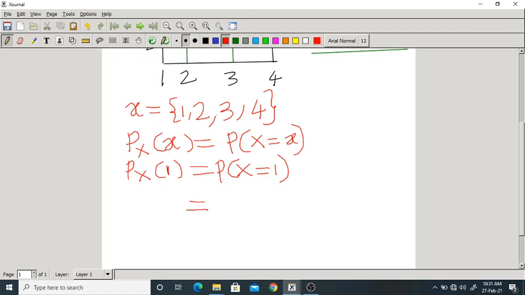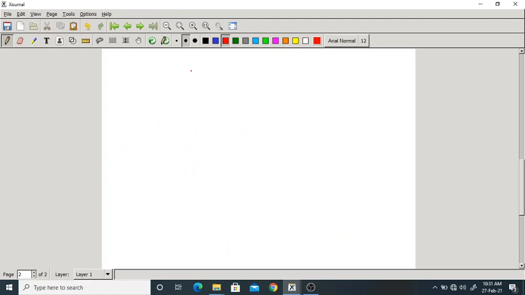Now what are those events? 1 1 is the only possibility when we get the maximum of 2 rolls as 1. Correct? Now what is the probability? I told you already, all are equiprobable, but this event has got only one element, so 1 over 16. What is 16? Total number of elements in the sample space. So this probability is 1 by 16. Simply you can say Px of 1 equal to 1 by 16.